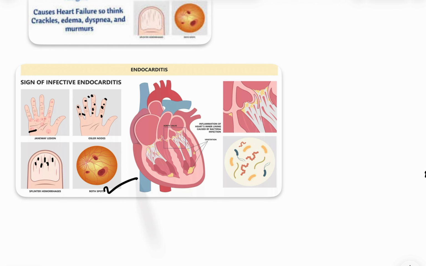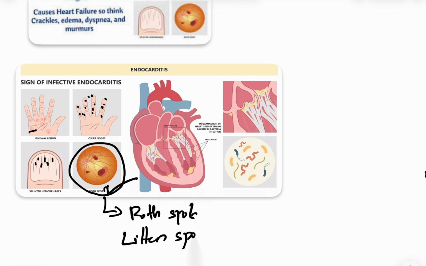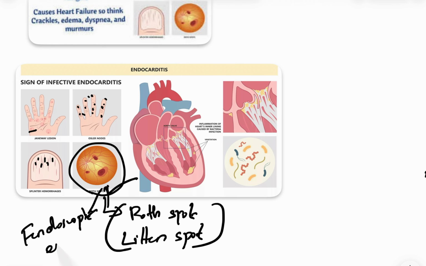This has been asked in a central government examination. This image was given and they asked what the name of the symptom shown is, and the answer was Roth spot, also called Litten spot or Litten sign. I have seen this picture in a question paper. It's Roth spot, a retinal hemorrhage, and it is assessed by fundoscopic examination, which is the examination used to assess the Roth spot or retinal hemorrhage.